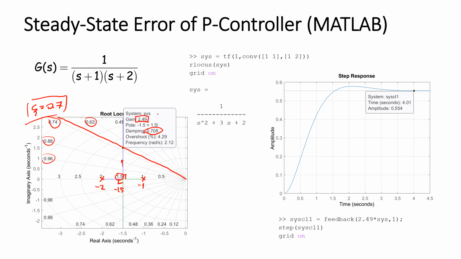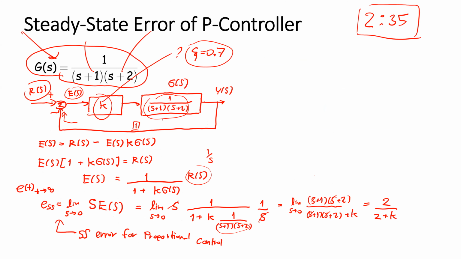And with the gain K of 2.49, what should be the steady state error? It should be about 0.45.